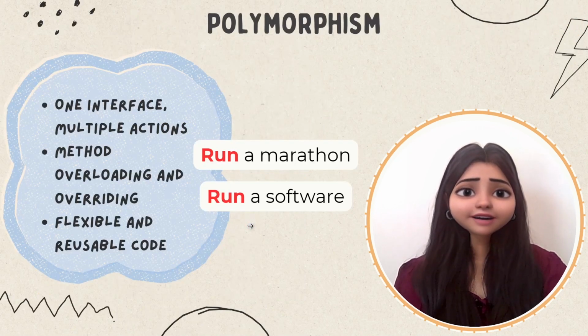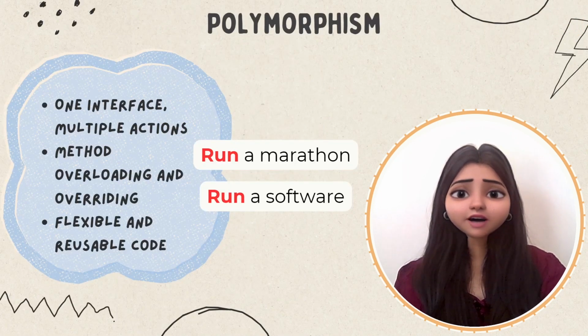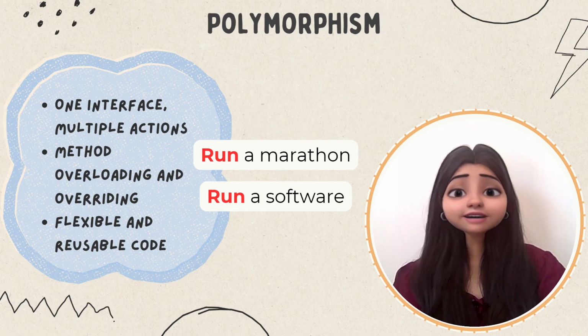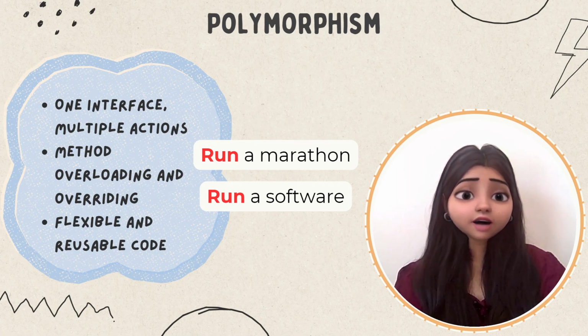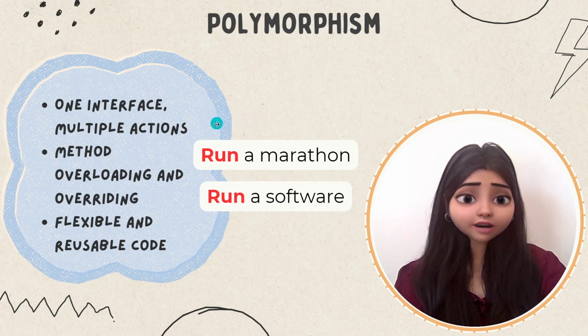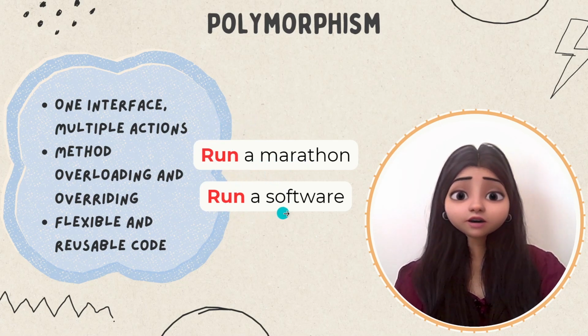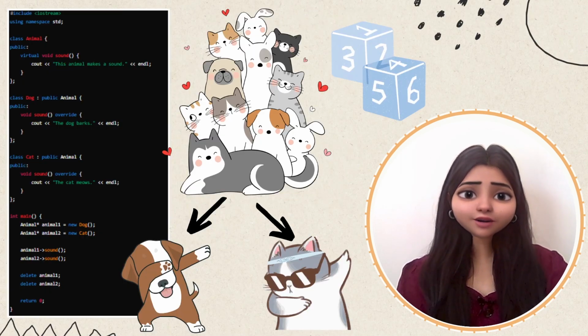Now moving on, let's talk about polymorphism. Polymorphism allows the same function to do different things. It's like a word that has different meanings in different sentences. If we talk about the word run, run can be used in two sentences: run a marathon, run a software. Now let's talk about the code example.